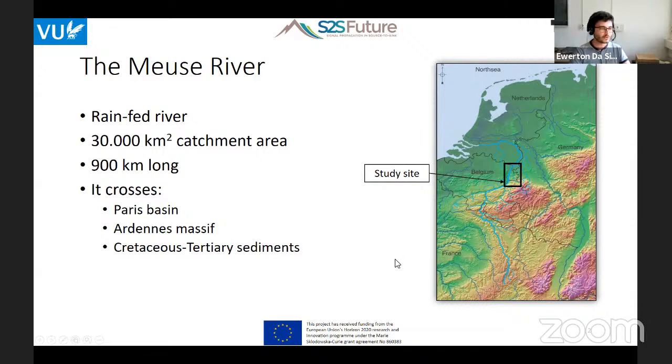The Meuse River is a rain-fed river with a catchment area of about 30,000 square kilometers, and it crosses 3 different countries. Starting in France, crossing Belgium, it finally reaches the Netherlands. The whole course is about 900 kilometers long. Along this course, 3 different geological domains are crossed: the northeastern margin of the Paris Basin in France, the Hercynian Ardennes Massif, mainly in Belgian territory, and finally the Cretaceous and Tertiary sediments of the Netherlands.